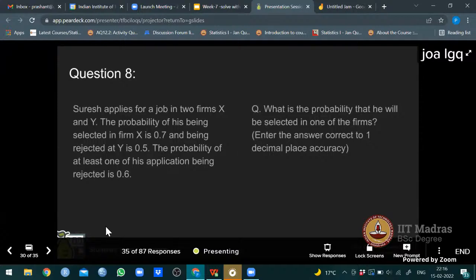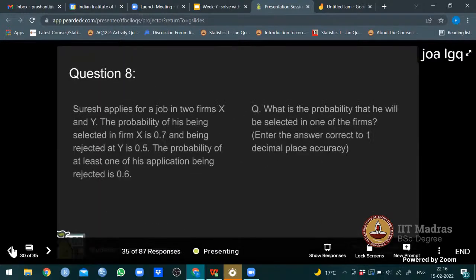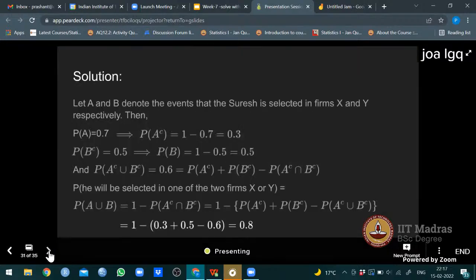Okay, see, in the question, let's define the events. Event A is such that Suraj is selected in X, and B is that Suraj is selected in Y. You are given the probability of A. It is given that the probability of A, selected in X, is 0.7, and rejected in Y is 0.5. That means you are given the probability of B complement.